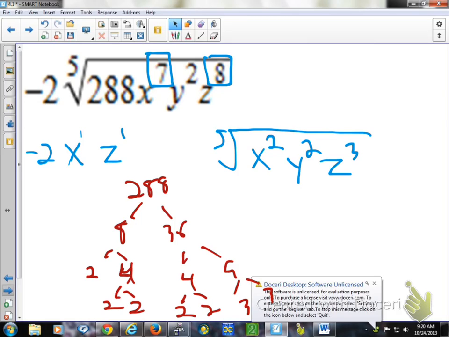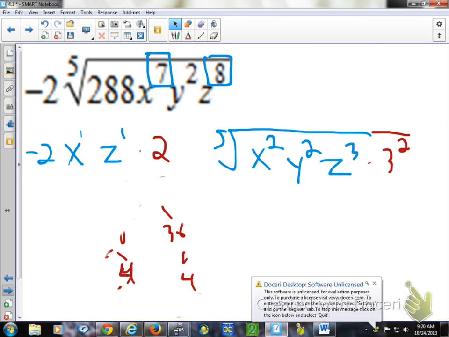Does any number occur 5 times on that bottom row? Number 2. 2 does. Is there any number that does not occur 5 times? 3. How many times does it occur? 2. So I have to leave 2 3s in there, and I'll simplify that in a second. All right, can I erase that factorization tree? All right. Now we're ready to simplify, and there's only a little bit to do.